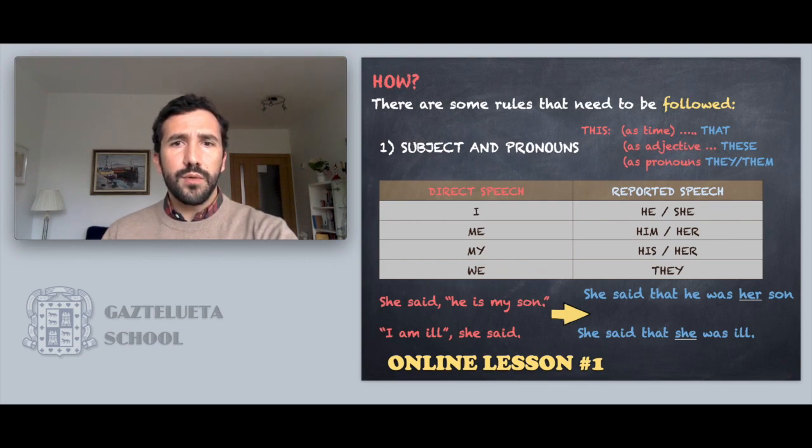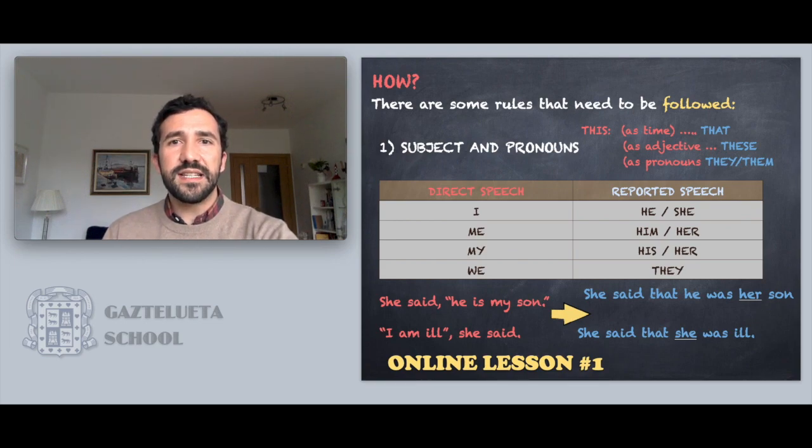First of all, we have to pay attention to the subject and the pronouns, okay? Here you have some changes that we have to make if we want to use the reported speech. If I say I, when we use the reported speech, we are going to say he or she. If I say me, him or her. If I say my, his or her. If I say we, they. And these are only a few examples, okay?